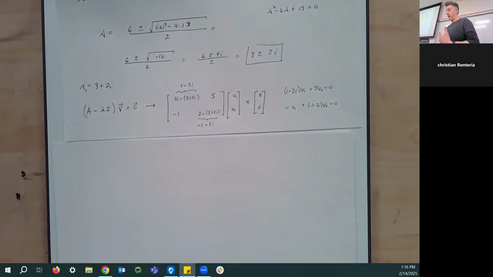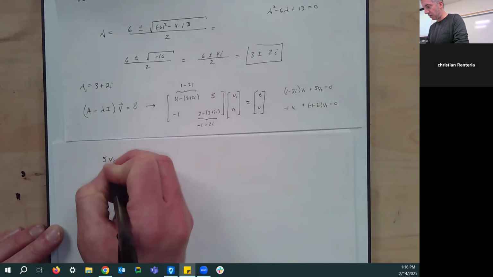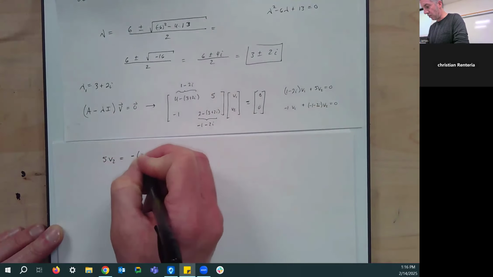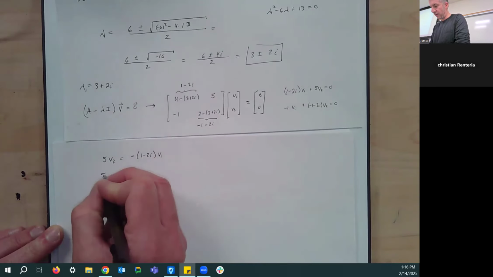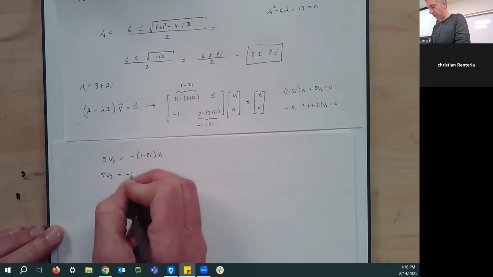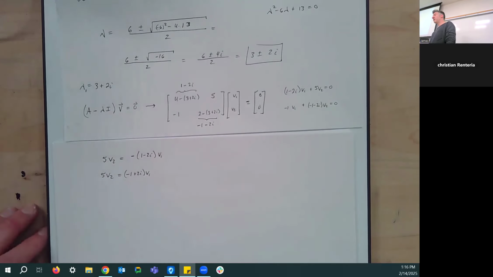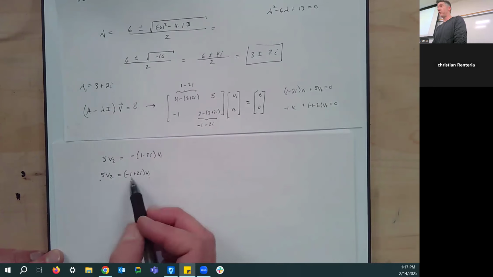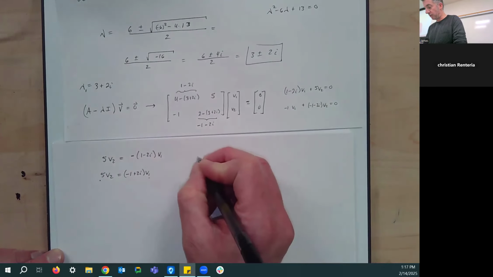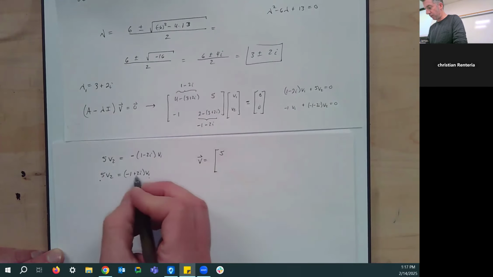So in the usual way, I'm just going to isolate one of the things. From that first equation, 5v2 is equal to (negative 1 minus 2i) times v1. I would probably rewrite that as 5v2 equals (negative 1 plus 2i) times v1. And just like in the past, that's how I'm going to find my eigenvector. The first component is the coefficient of the second component, and the second component is the coefficient of the first component. So my eigenvector is v1 is 5, v2 is negative 1 plus 2i.